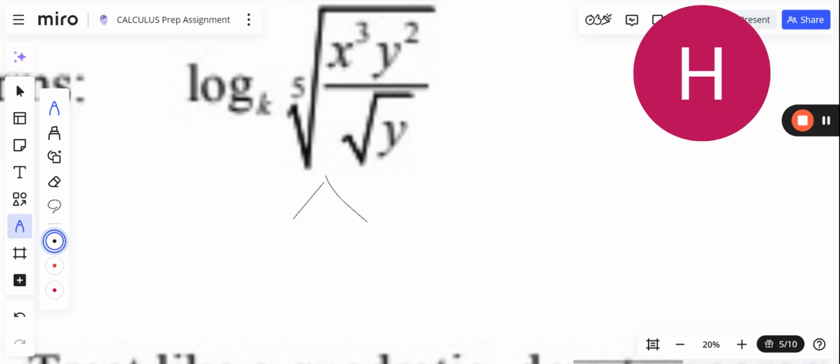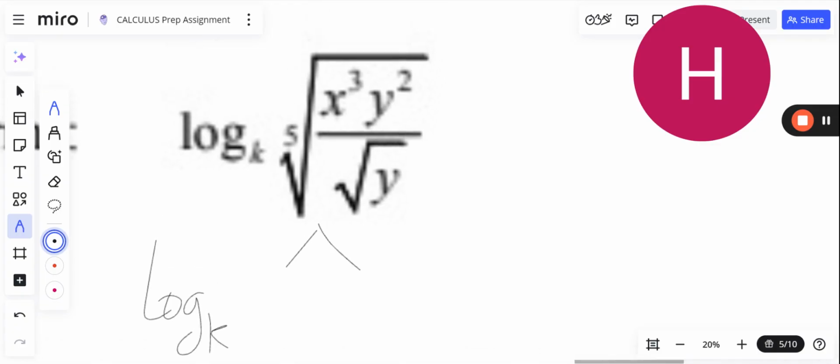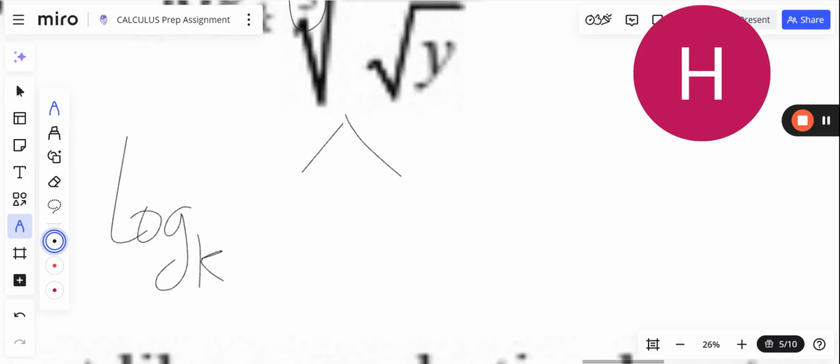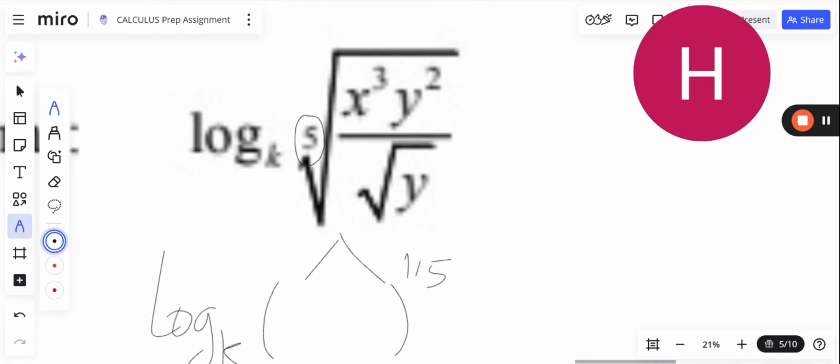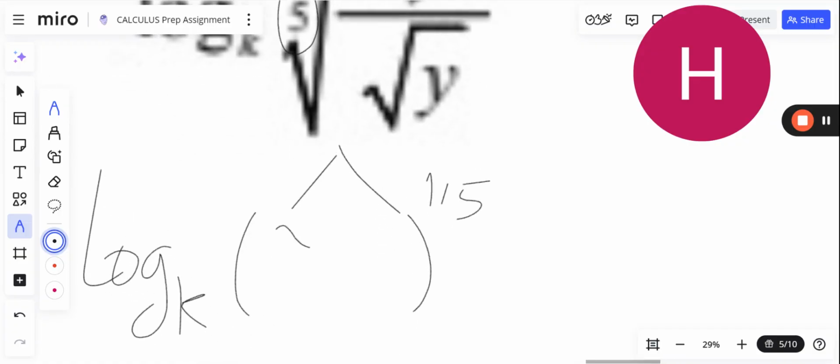Okay, let's look at this. First, we want to express this with log base k. That's the base for all the logs here. And then we want to use the root. It's not really a square root. If you cannot see that, it's a 5, so it's a fifth root. We want to express this as a 1/5 power. And then we'll put what's inside. We have x cubed, we have y squared, and then over y to the 1/2 power.